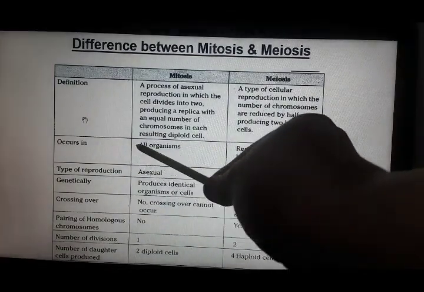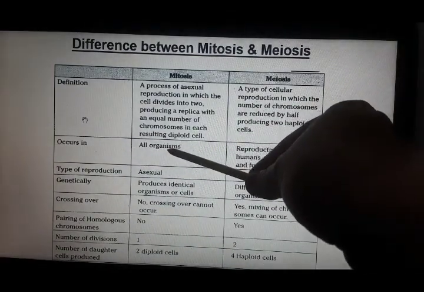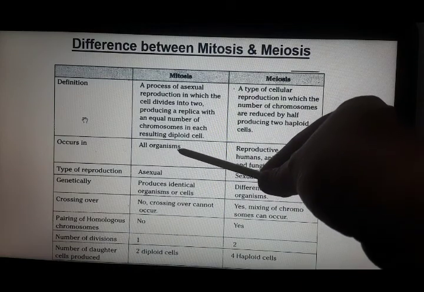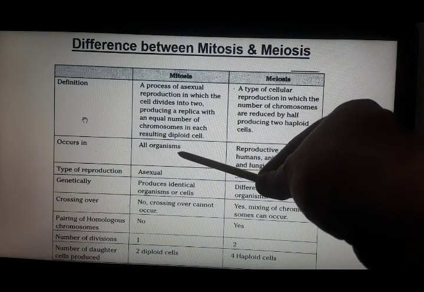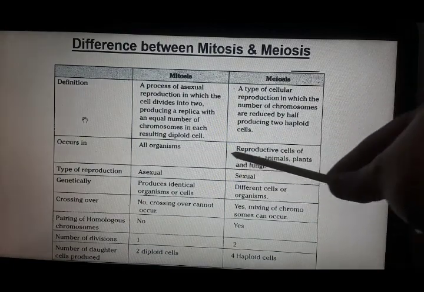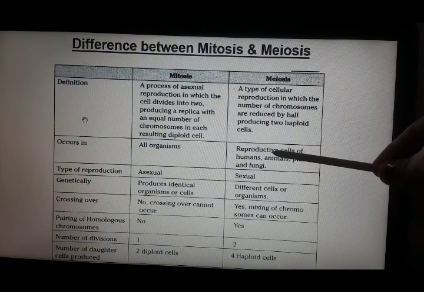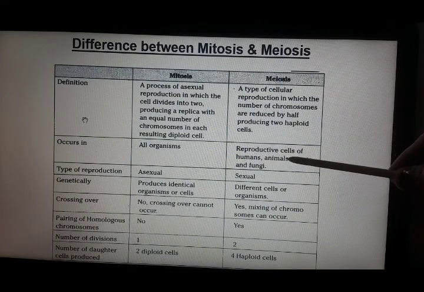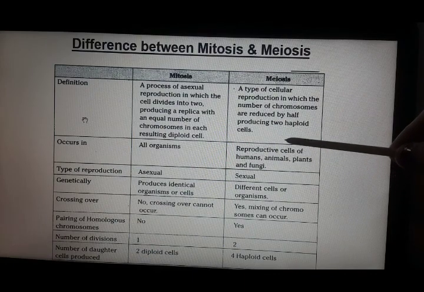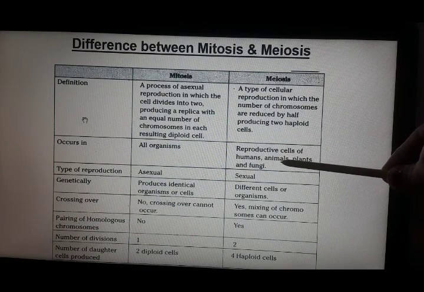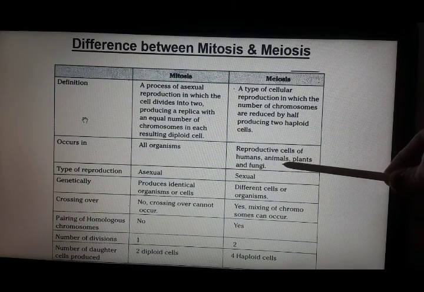Mitosis occurs in all organisms. There is no specificity about the cell. But when you talk about meiosis, reproductive cells are the content. That means meiosis occurs only in reproductive cells, so that these reproductive cells, which are involved in sexual reproduction, receive half the number of chromosomes, which become normal after fertilization.